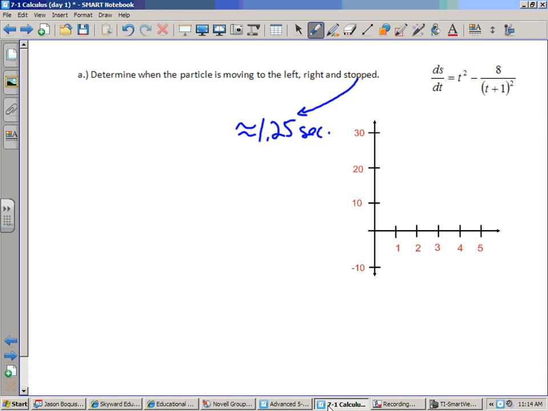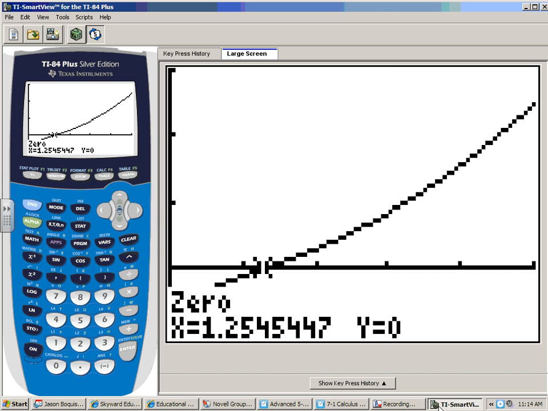So how about to the left or to the right? Well, let's go back to the graph and find out. Where is this thing heading left? Or in other words, negative. Where is it negative?